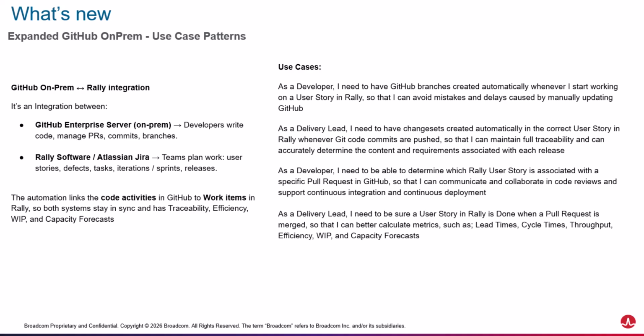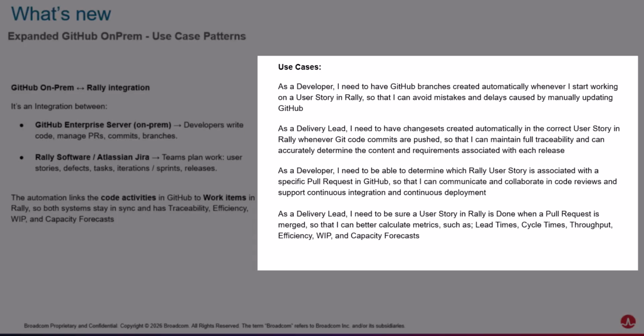To talk about the use cases: GitHub Enterprise Server is where developers write code, manage their PRs, and commit their branches, and Rally Software and Jira are where the teamwork goes in, where you have the user stories, defects, tasks, iterations, etc. The major use cases that we are covering in this section are four patterns.